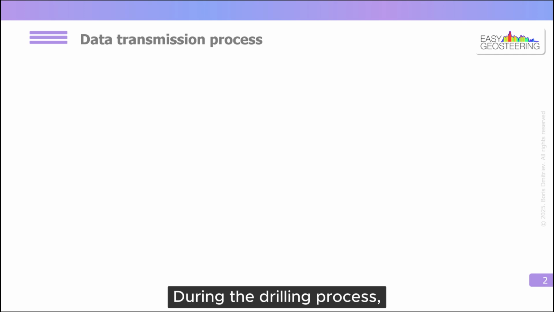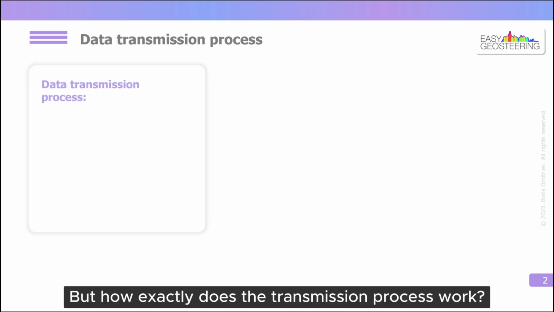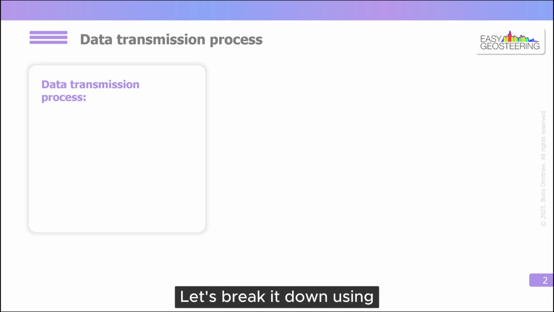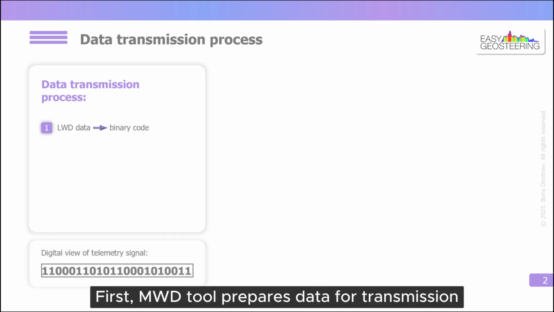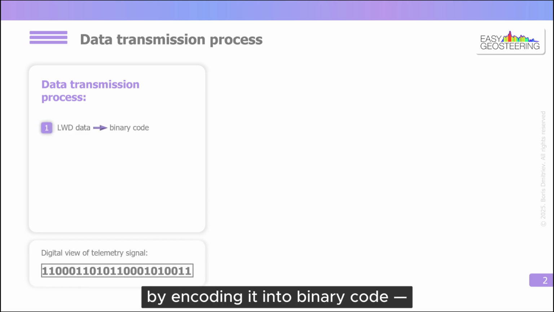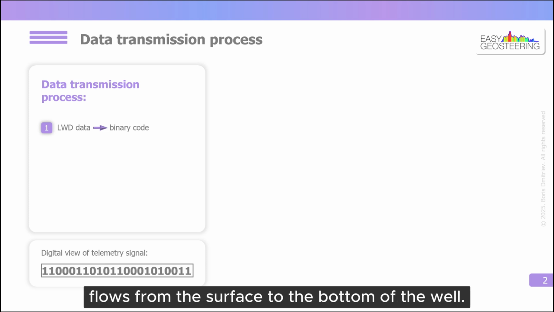During the drilling process, MLWD tools measure various formation properties, which then need to be transmitted to the surface. But how exactly does the transmission process work? Let's break it down using mud pulse telemetry as an example. First, MWD tool prepares data for transmission by encoding it into binary code, a sequence of zeros and ones. Meanwhile, the drilling mud in tubing space flows from the surface to the bottom of the well.